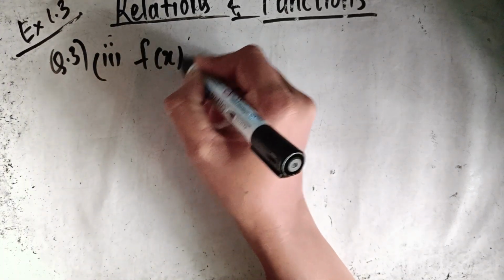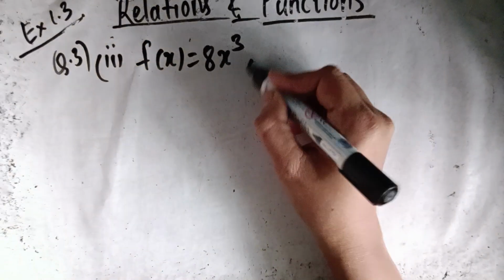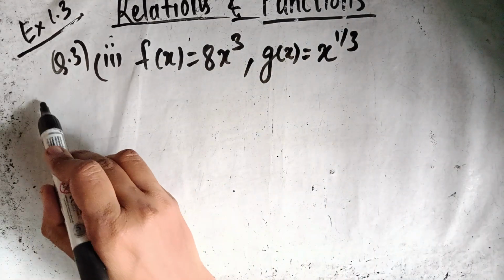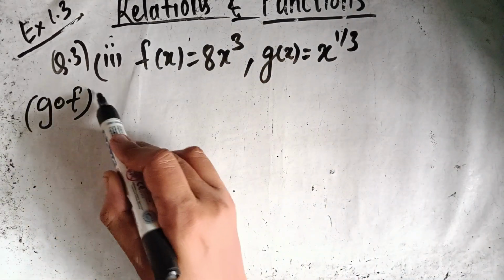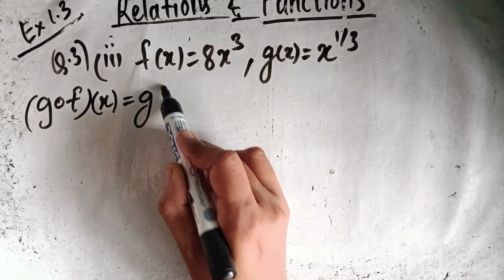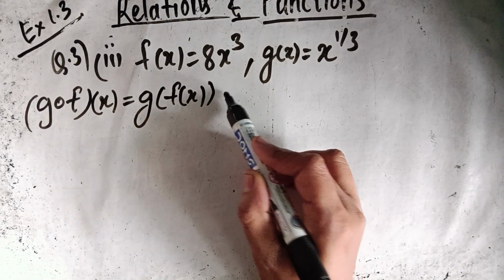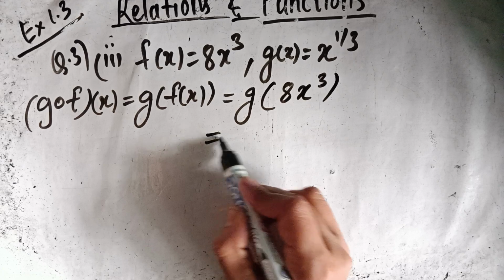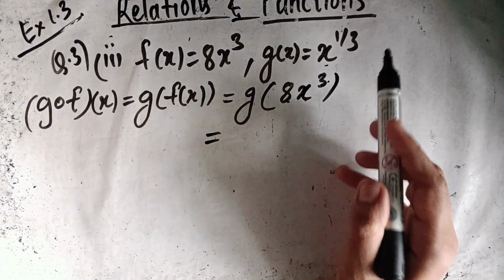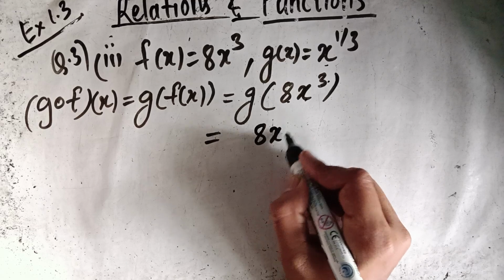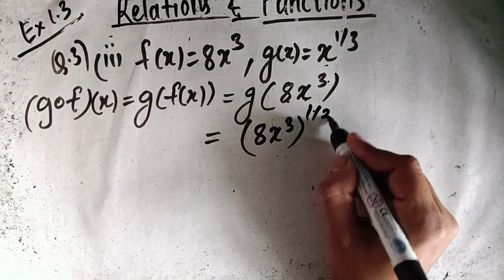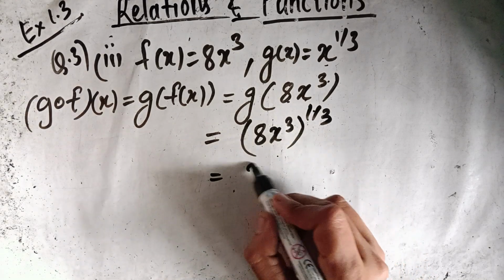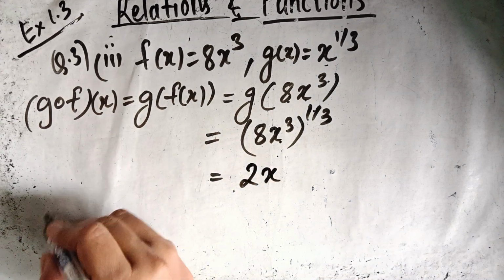f of x equal to 8x cube. g of x is x raised to 1 by 3. So g composite f of x is g of f of x, g of 8x cube. So here you have to put 8x cube. Okay, so this is cube root, right? So cube root of 8 is 2, and this is x.